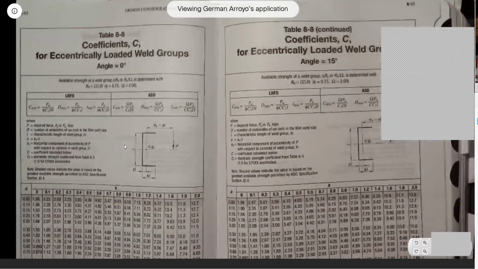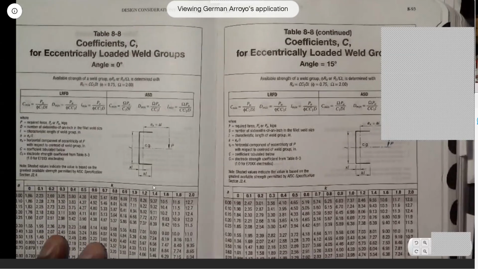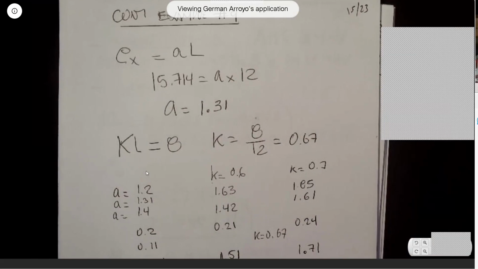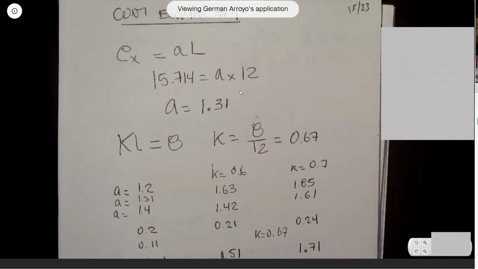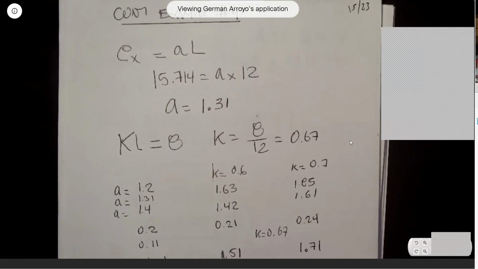KL is given in here. You have your own code, I know you couldn't see that. Equal to 8, so KL is 12.67. We have to go to the table with 1.31 and 0.67. Look, in here I had A at 1.2 and 1.4 and interpolated 1.31. You see K 0.6 and K 0.7.